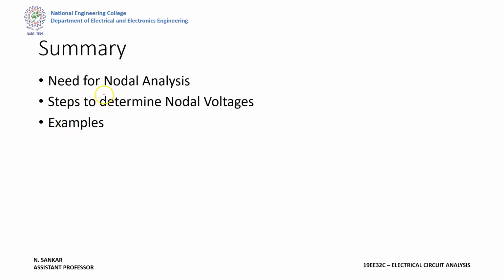First we saw why we are going for nodal analysis, why we are taking the nodal voltages as our circuit variable, because of reducing the number of equations to solve the unknowns, and what the steps are to determine the nodal voltages. First you have to select a reference node and give a name to the non-reference nodes, then apply KCL and use Ohm's law to represent the current in terms of nodal voltages, and solve the equations either using simultaneous equations or Cramer's rule. Then we saw 5 examples. The last example is mainly based on the supernode. These are the things we covered in today's lecture.